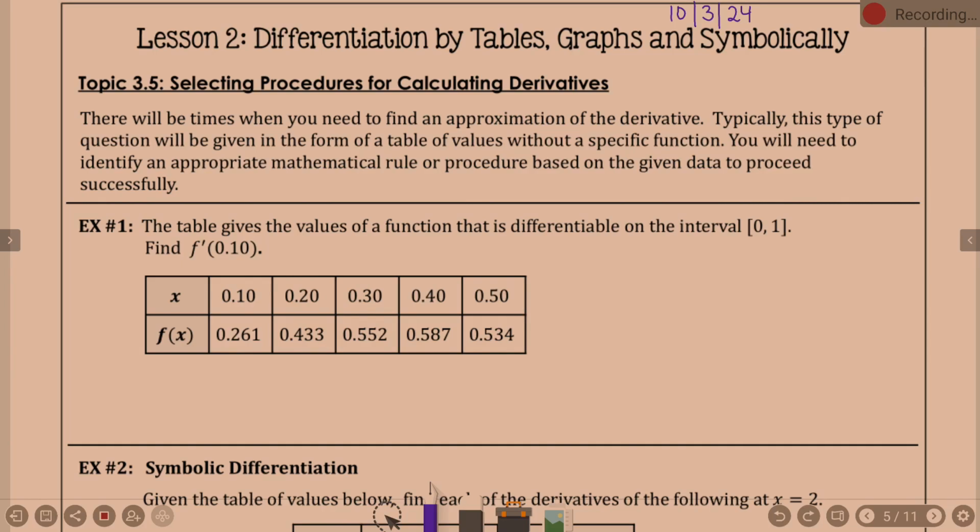So this one, the table gives the values of a function that is differentiable on the interval 0 to 1. Find f prime of 0.1. This one we have to dig back in our memory bank a little bit more than most of the rest of this lesson. Notice, what do they give me in the chart? They give me f values. So that's your hint that you're going to have to be using f values as we do this.